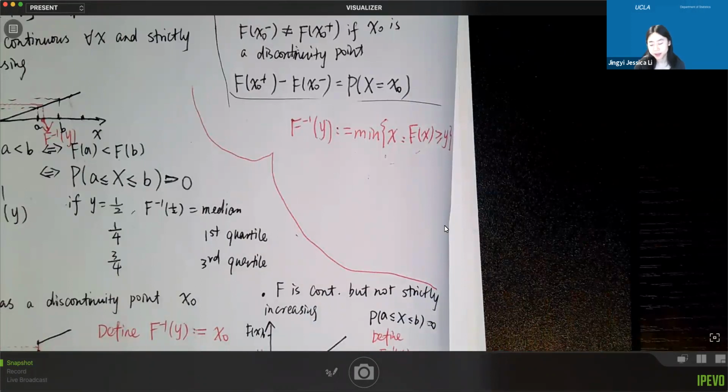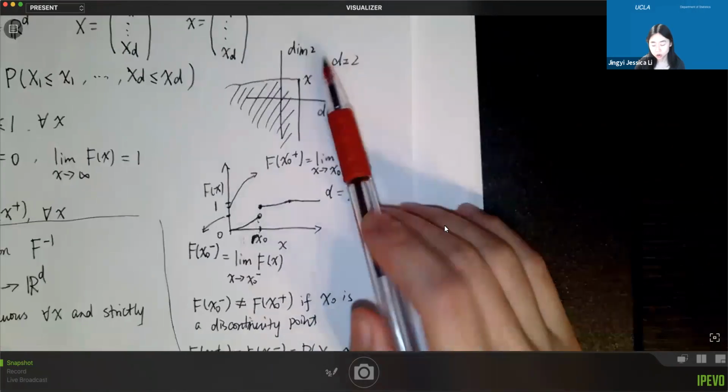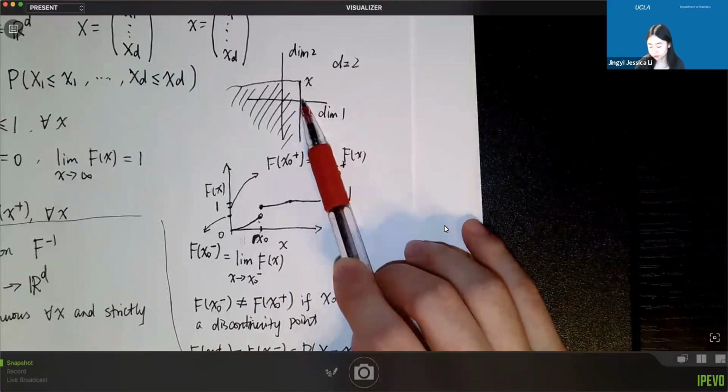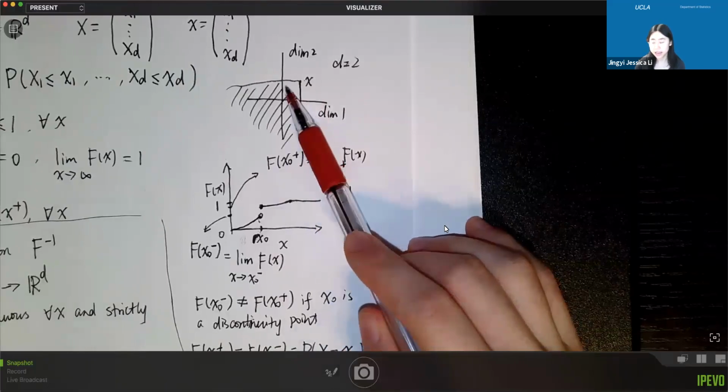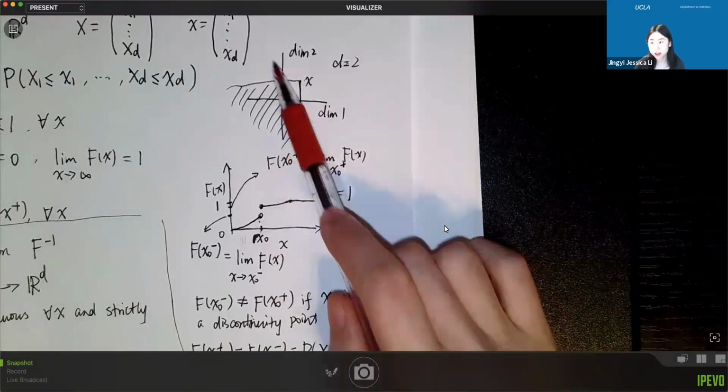Actually, let me step back. Yeah, so let's look at this figure, right? When we look at this figure, the region in the definition of the CDF F_X is defined as a rectangle. It's just half open.